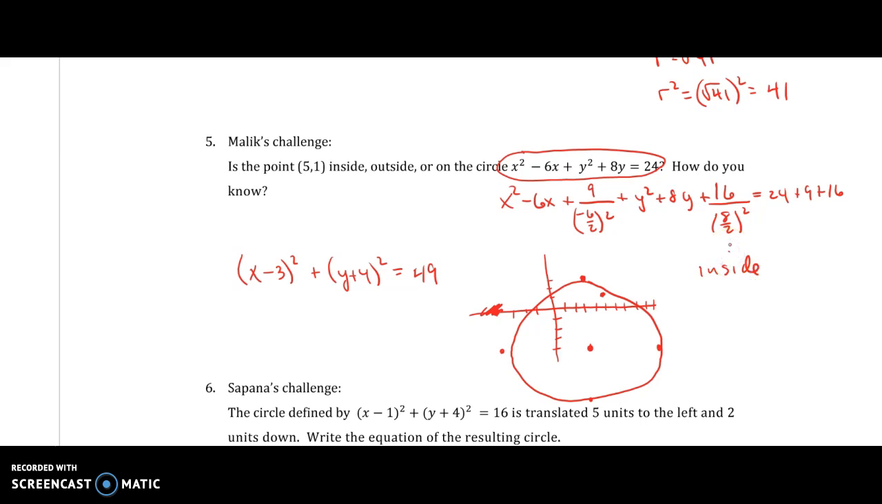Okay? Now, one thing you can always do is plug (5, 1) into the equation. If it makes a true statement, that means it's on the circle. Then the next best option is probably for you to graph it. And once you graph it, you determine if it's inside or outside.